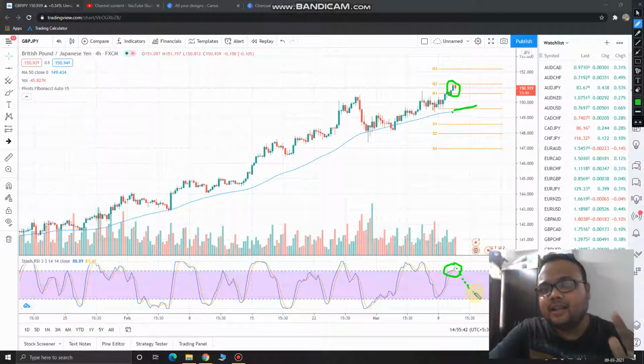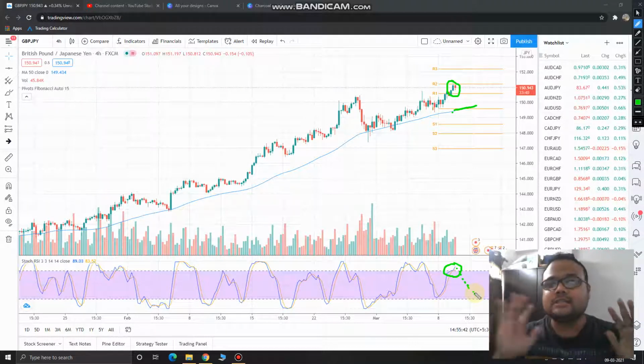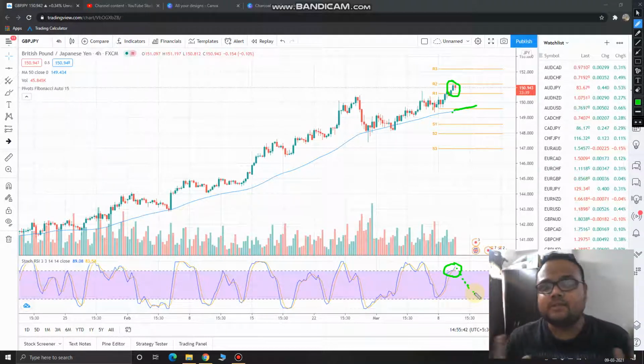That's it. Trending market, simple market, not much complications. Things are quite simple. So this is a simple analysis of GBP JPY, British Pound Japanese Yen for 9th March 2021.